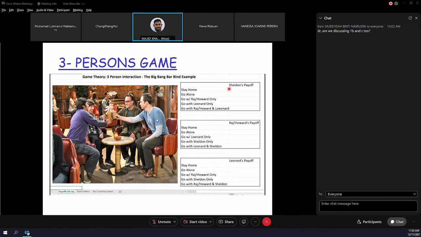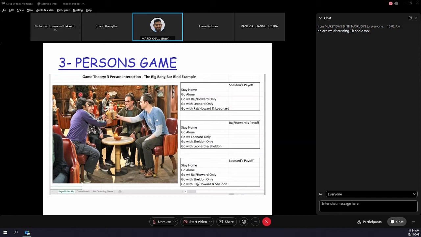So let's say this is one example of the 3% game. Why am I saying 3%? Because you understand, Raj and Howard are best friends, thick friends. Whenever they go out, they always go out together. That's why assume Raj and Howard as one. Definitely, if Raj is going out, Howard will also be going out with Raj.